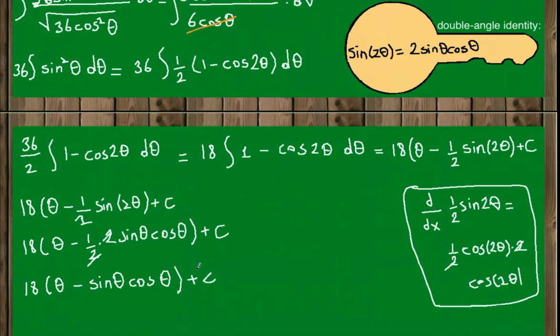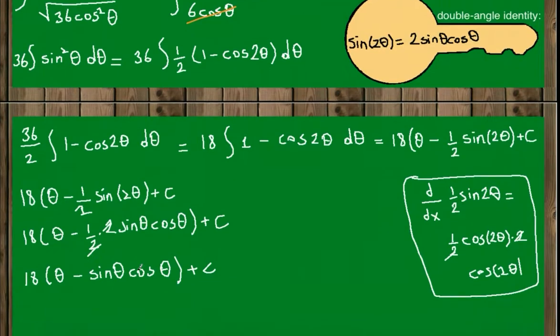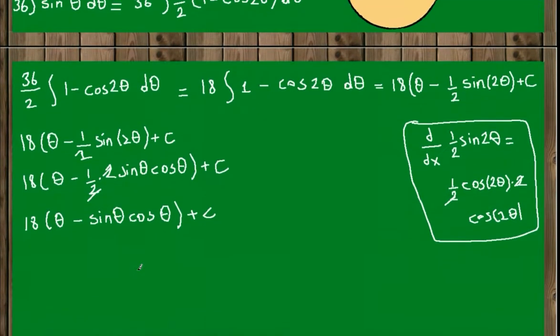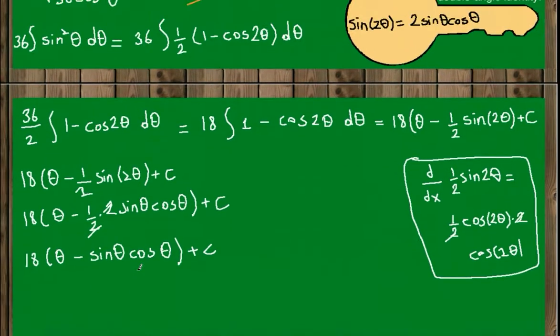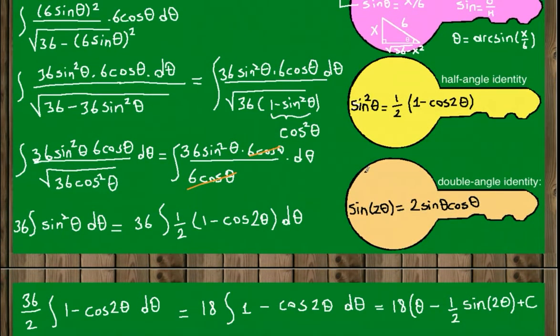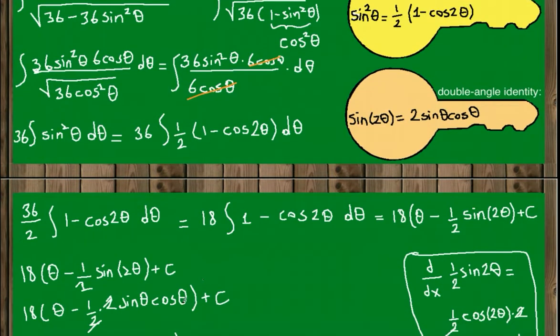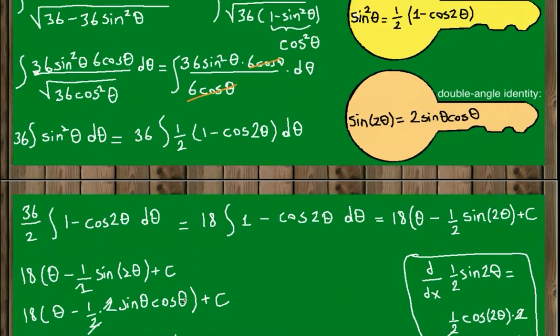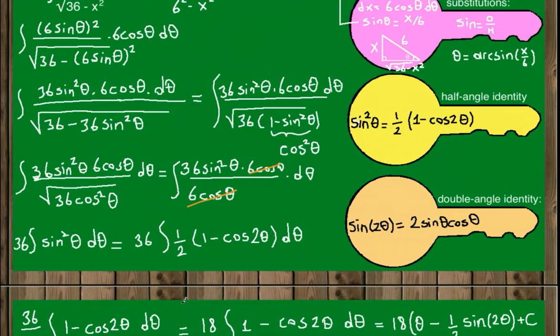Now we have to put theta in terms of x. So we solved for theta. Theta was arcsine of x over 6. And we need to find cosine theta. Now we have to utilize the right triangle. So here cosine is adjacent over hypotenuse. Adjacent is radical 36 minus x squared, and hypotenuse is 6.